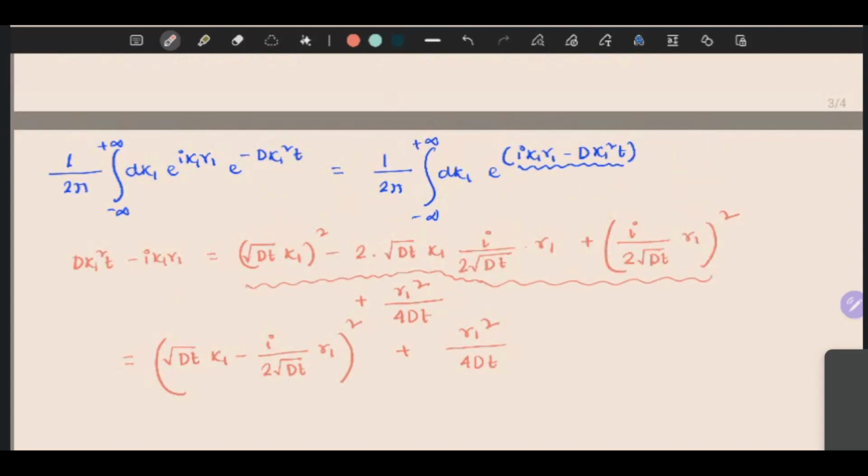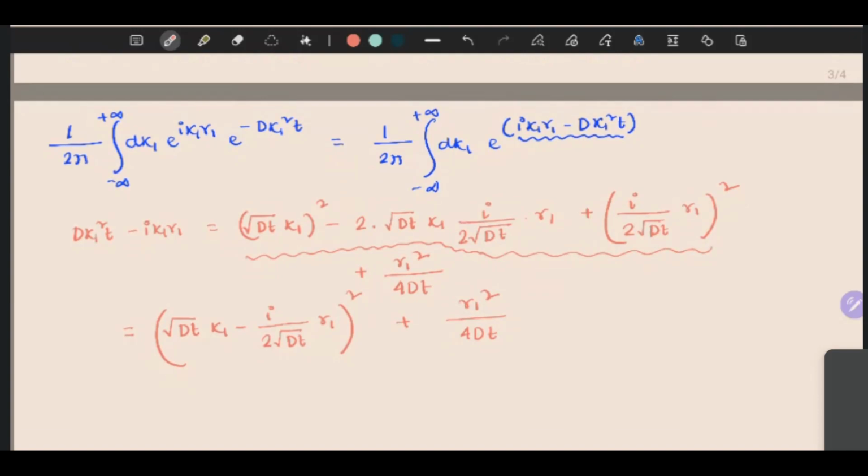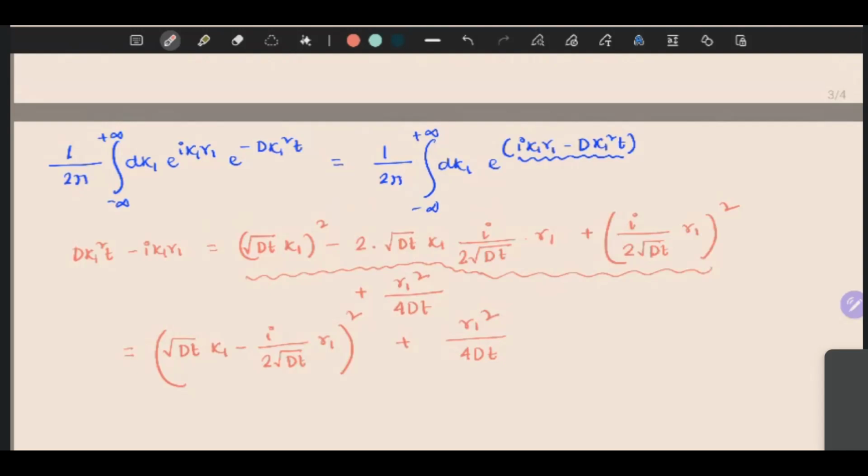So from here, did I miss something? I hope not. So basically what we are writing is this term like this. Let's see these equations one more time, and then we can go into this.